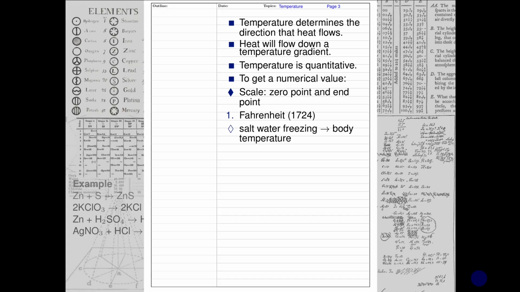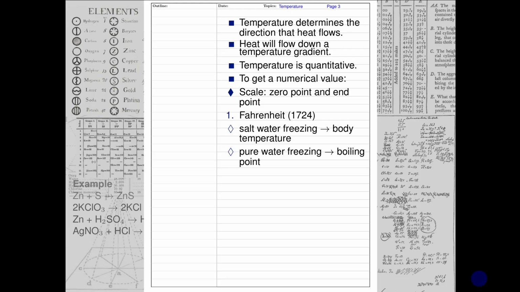Fahrenheit initially defined the 0 point of his scale to be 0 degrees Fahrenheit, which corresponded to the freezing temperature of a saltwater ice mixture. And then he defined the second reference point as the human body temperature. He used this saltwater ice mixture because it was the coldest temperature he could recreate in the lab. And he used the body temperature because it was practical and it was relevant to humans.